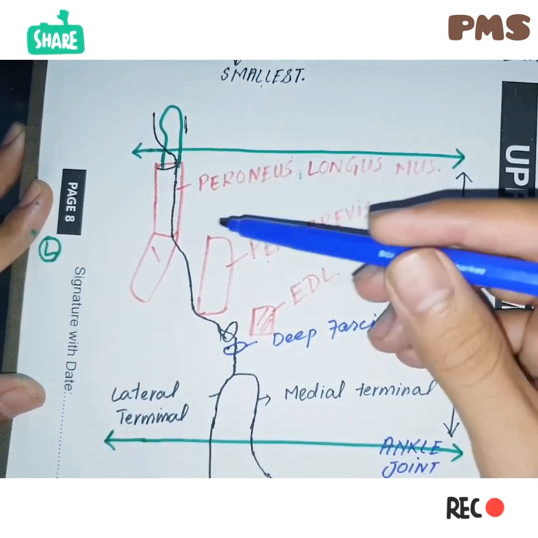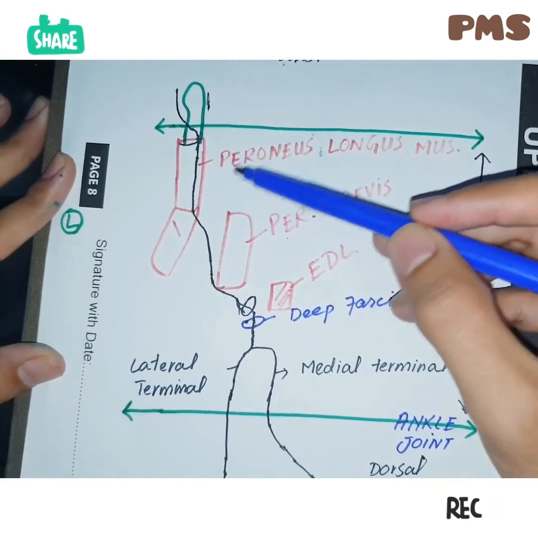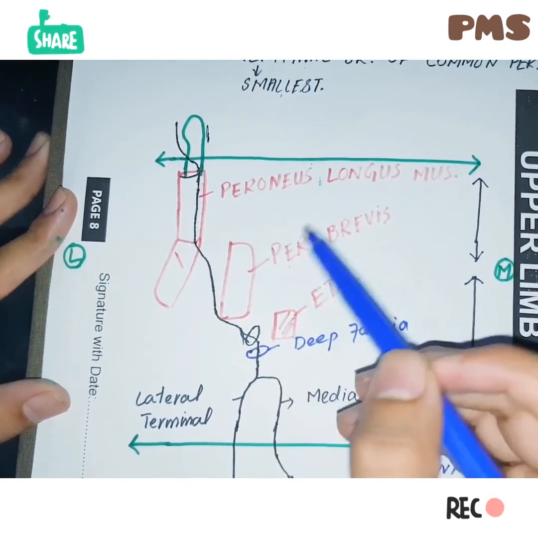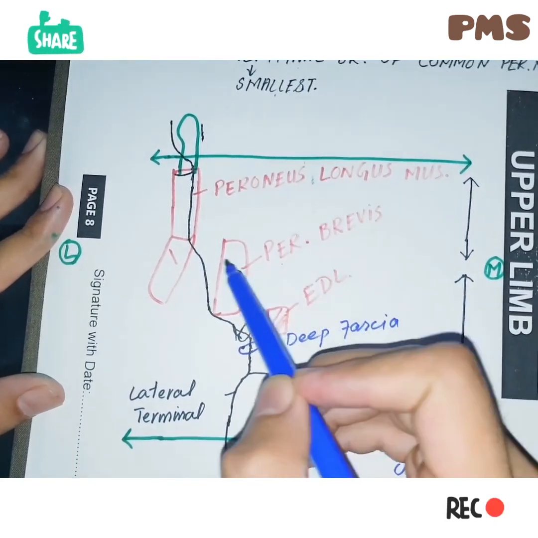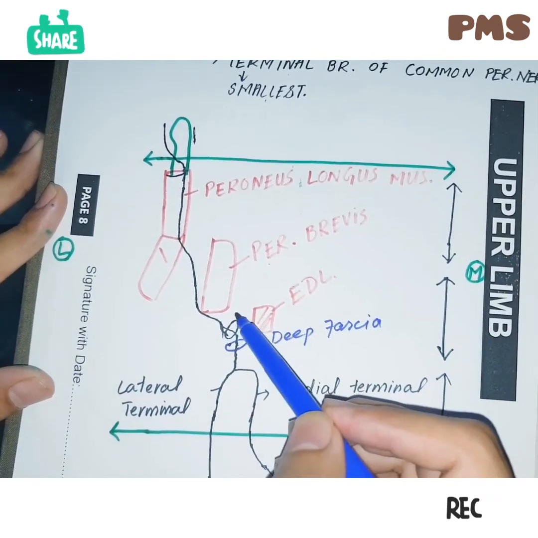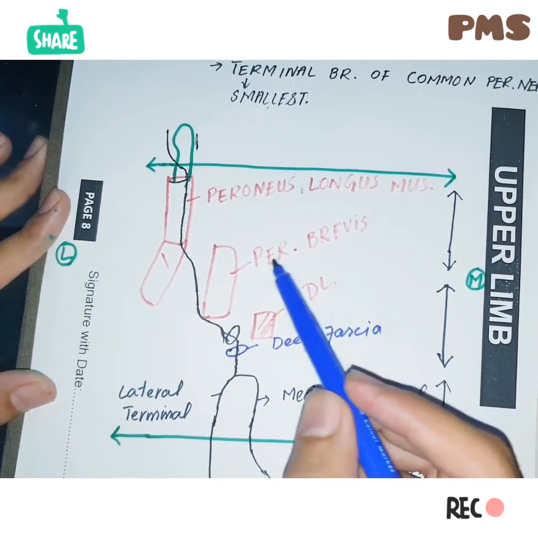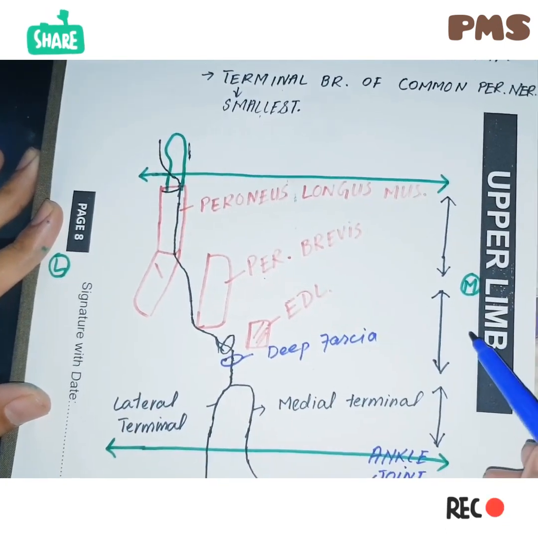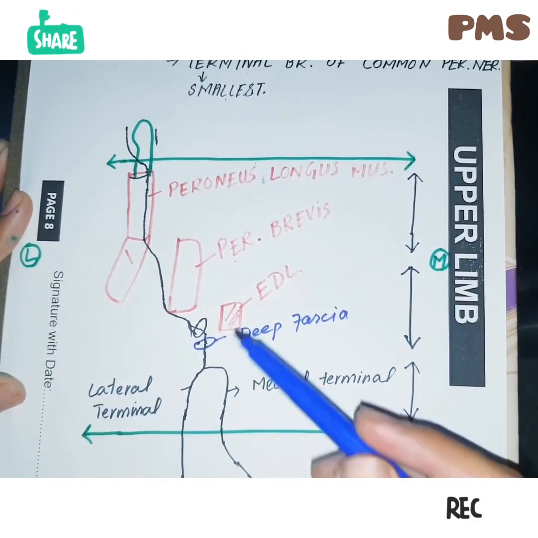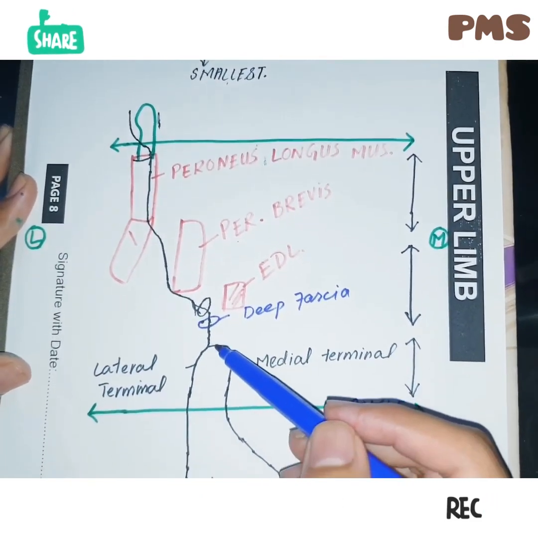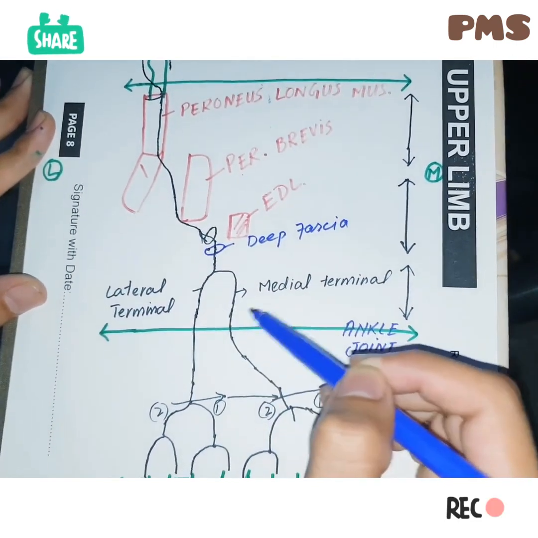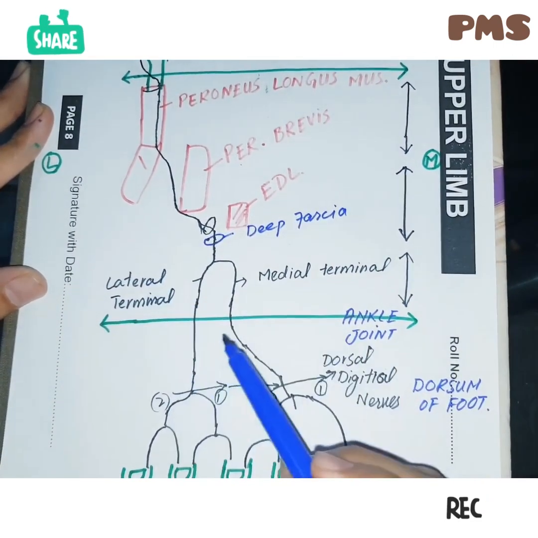In the upper 1/3 of the lateral compartment, it lies in the substance of peroneus longus muscle, and in the middle 1/3 it lies between the peroneus brevis and peroneus longus muscle, and in the lower part of the middle 1/3 it lies in the groove between the extensor digitorum longus and peroneus brevis muscle, and at the junction of middle 1/3 and lower 1/3 it pierces the deep fascia and becomes cutaneous, and also it gives two terminal branches. One is medial terminal and the second is lateral terminal.